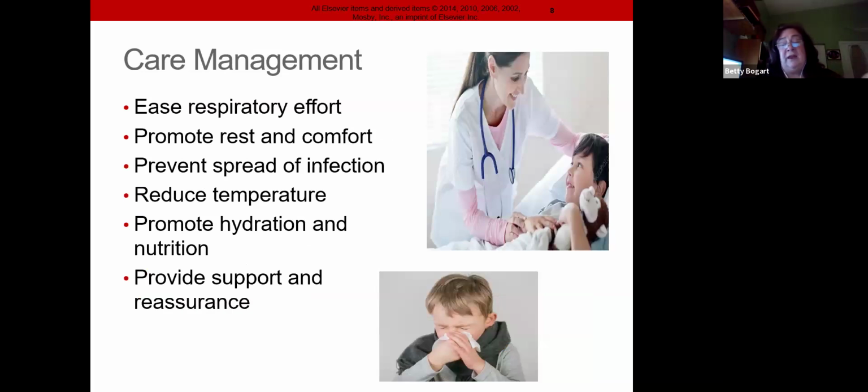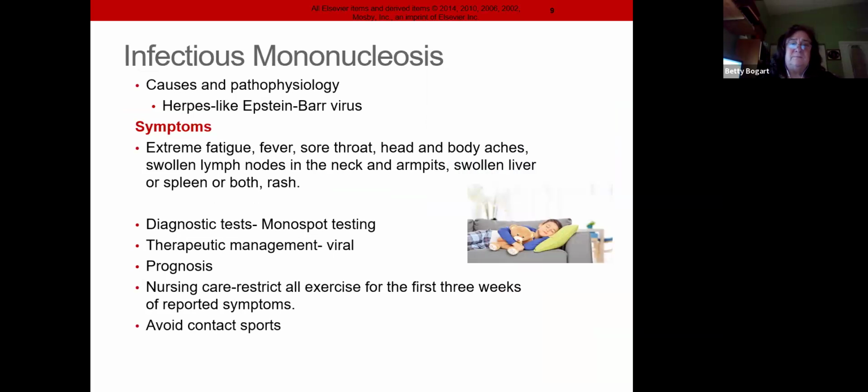So our goal with anything respiratory is to ease their effort, make them breathe easier, let them be able to sleep, and we don't want other people to get it. So prevent the spread of infection, keep that fever down because they'll drink, they'll eat, and they'll be good. And of course, they always need their hugs when they don't feel good.